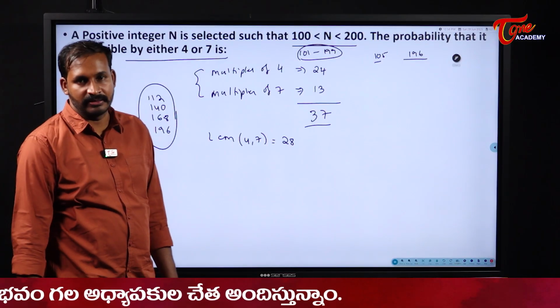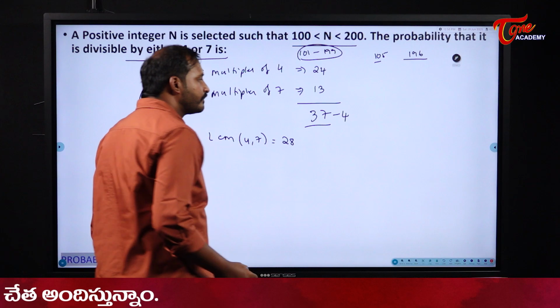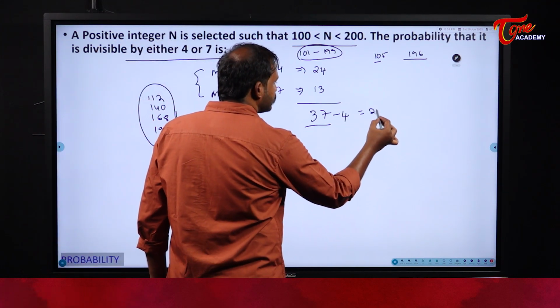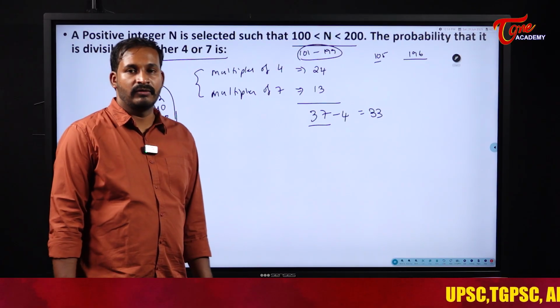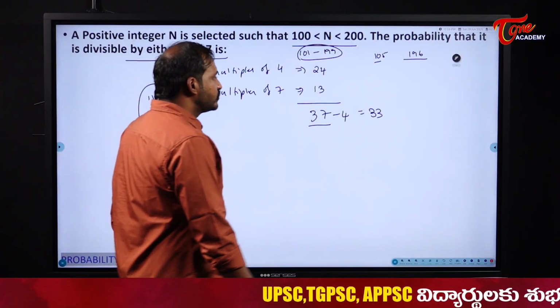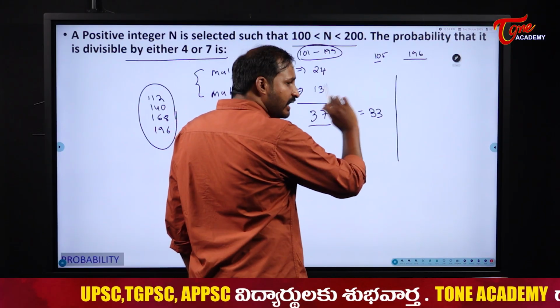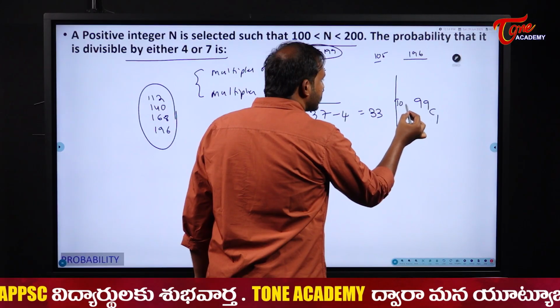There are 4 multiples which are common. So, what does it become? Minus 4. That is the reason it will become 33. So, there are 33 multiples of 4 and 7 between 100 and 200. That is, the range is from 101 to 199. So, now tell me, between 100 and 200, how many numbers are there for us? 99. So, total number of chances are what?